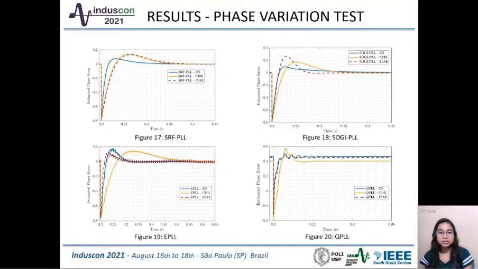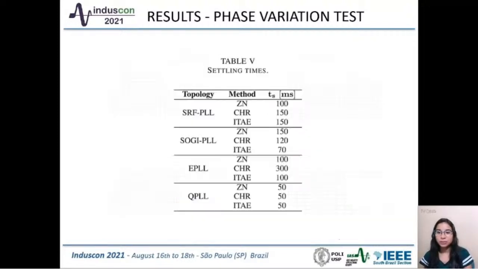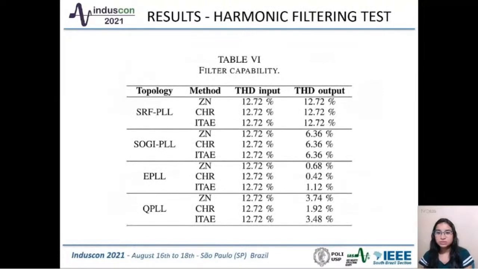Moreover, these methodologies promote a null error in the steady state except the QPLL. Table 5 shows the settling times. In this result, the table shows the harmonic distortion percentage. The EPLL and QPLL topologies show a high filtering capacity. SOGI has a reduction of half of the harmonics. However, SRF has the worst performance because the classical topology does not have a filtering capability.